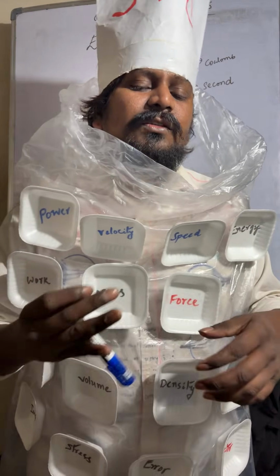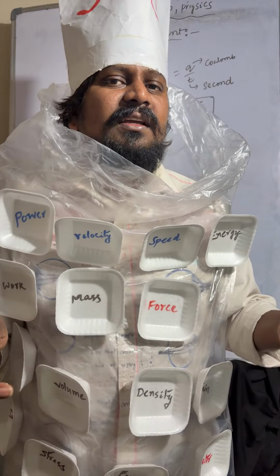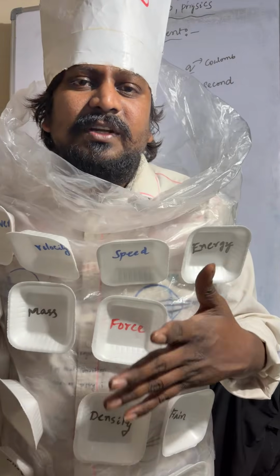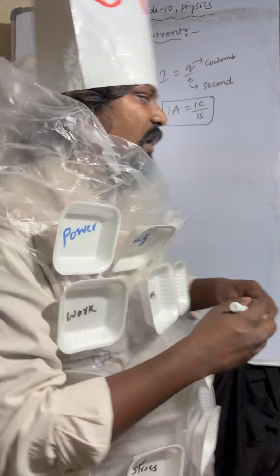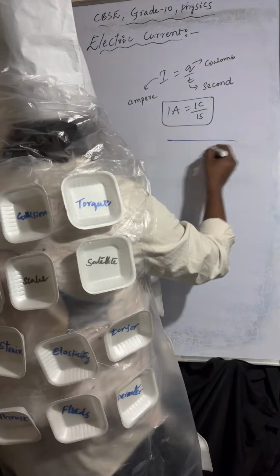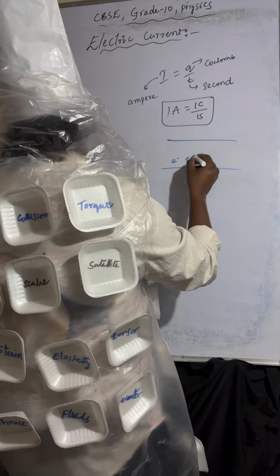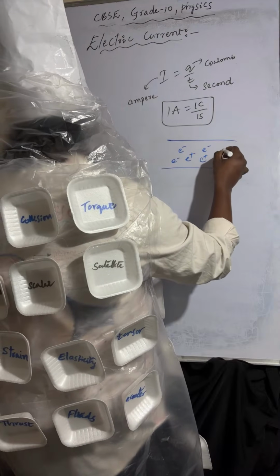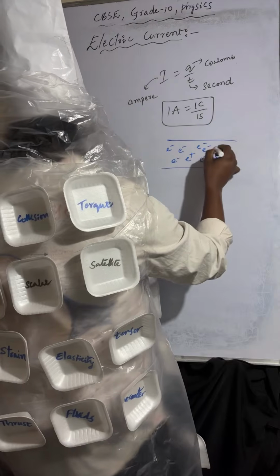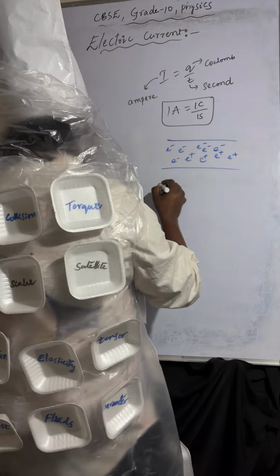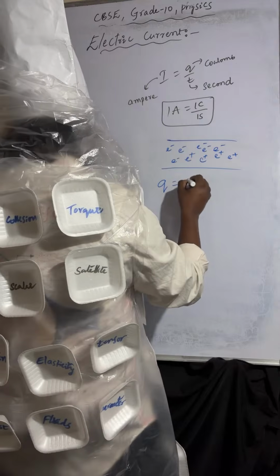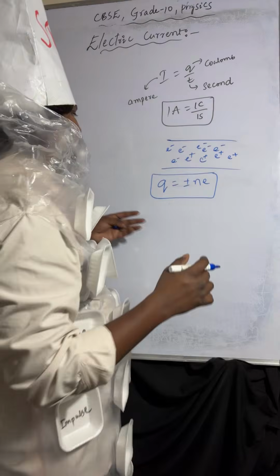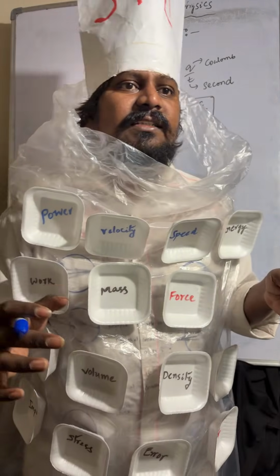So now quantization of charge. Quantization of charge is nothing but the number of charges moving in the conductor. Okay, so this is the conductor. So positive charge, negative, positive, negative, positive, negative. Here a number of charges are moving, so that's why we can say plus or minus Ne.